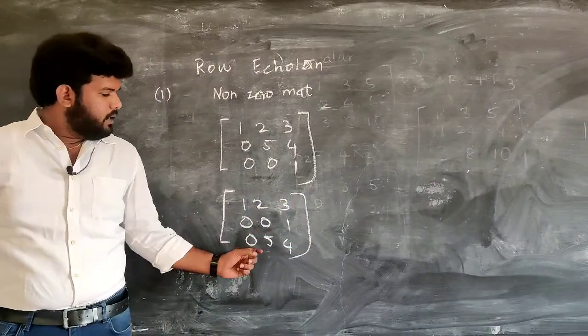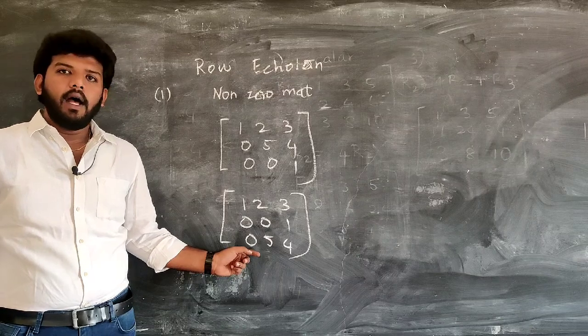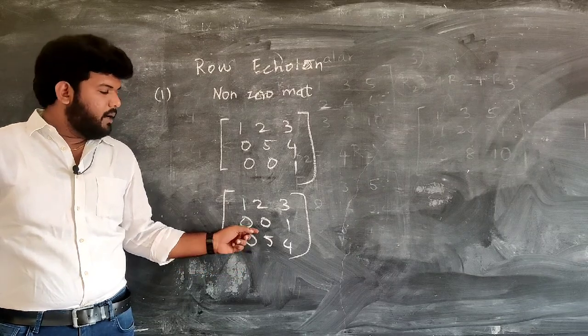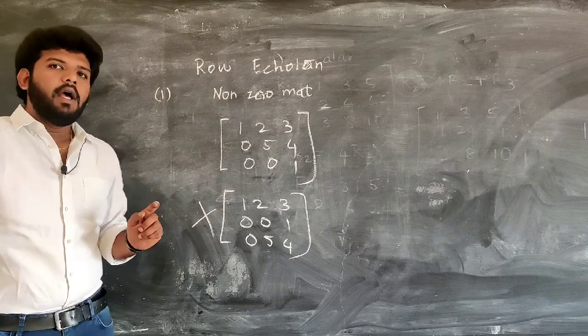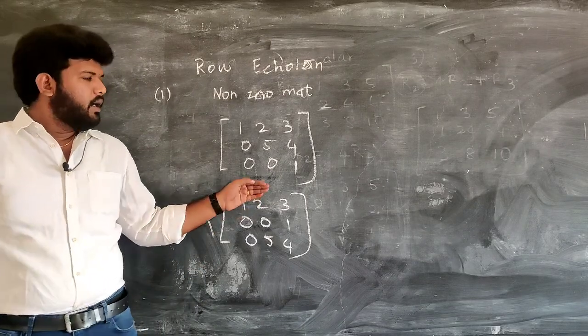In this, in the last row there is 1 zero. When I come to the row above, there are 2 zeros. So this is not in row echelon form.